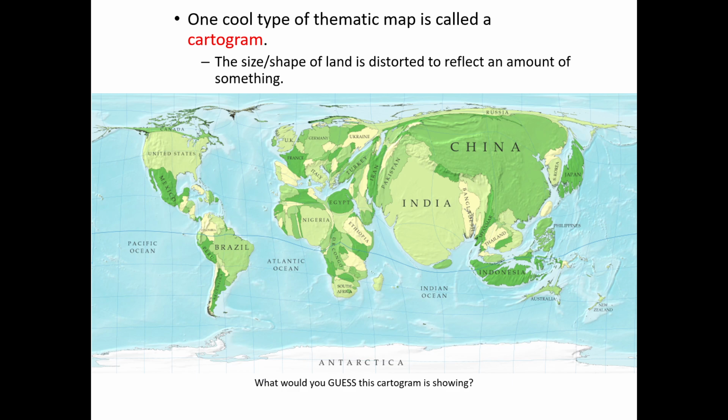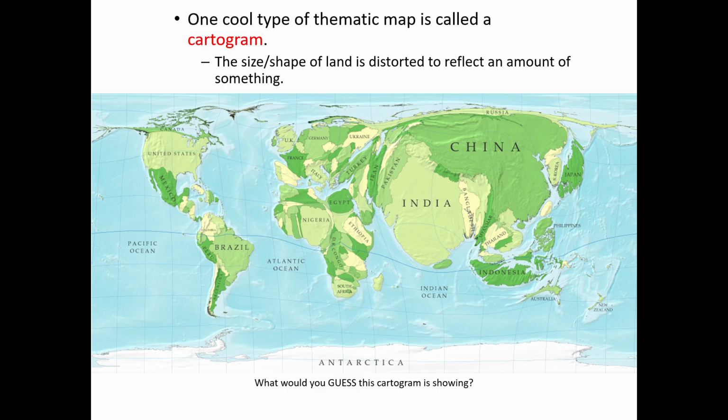This is a great example of a cartogram. You can see the definition there is that it's a map where the size and shape of land is distorted to reflect an amount of something. You might be able to guess what this map is showing us. So take a look at the map. We've kind of talked about this year, at least what the topic of the map is.